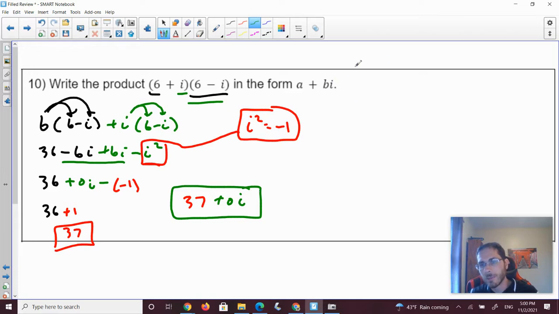Now again, if a or b is 0, you don't need to write the 0. It's not always going to be 0. This one just happened to be 0. And again, I'd get that 0i just from that middle term there. These two would still combine to make 37.